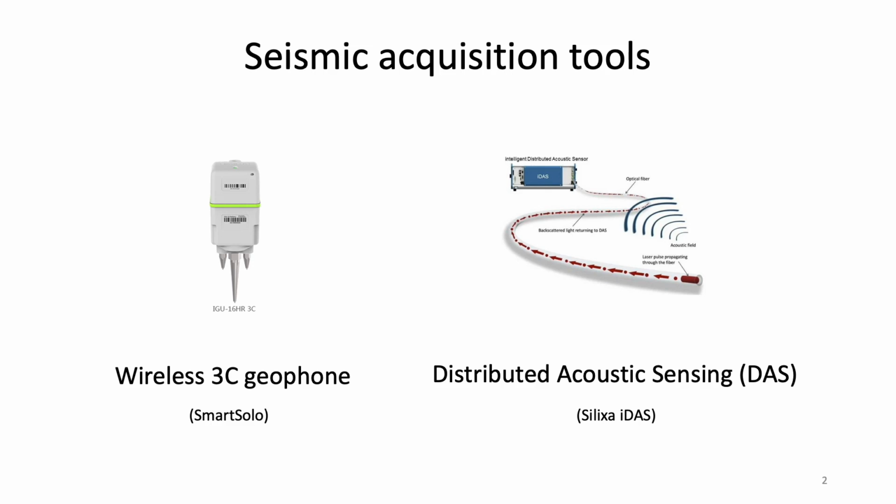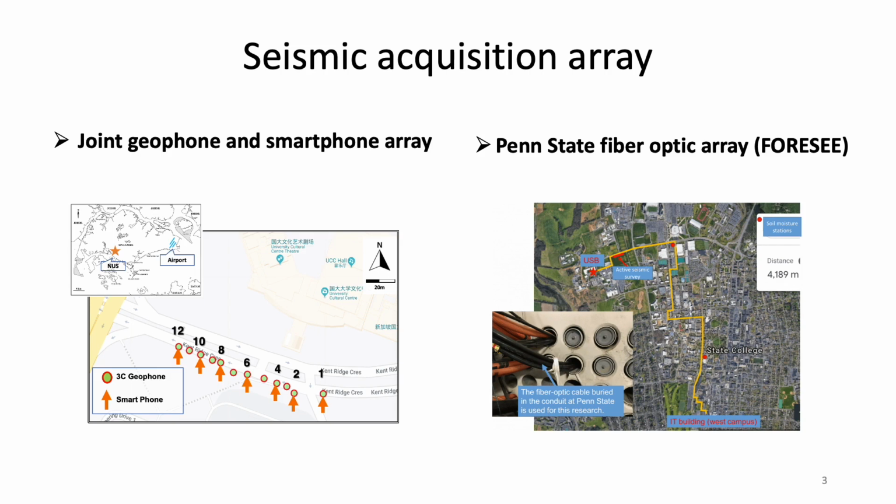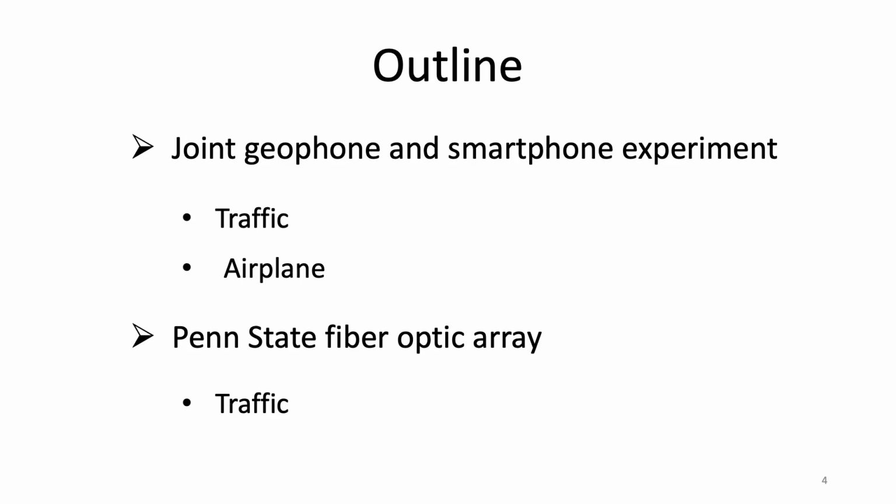Recently, more and more new seismic acquisition tools, like wireless geophone and distributed acoustic sensing, which is also called DAS, have been used for urban monitoring. In this study, we analyzed two datasets, which are recorded by a geophone array at the campus of National University of Singapore, and a DAS array at the campus of Penn State University. Let's first see the experiment at NUS.